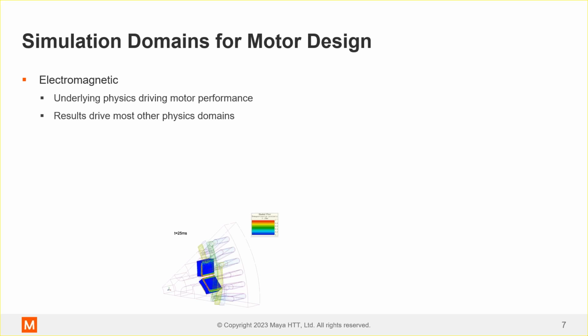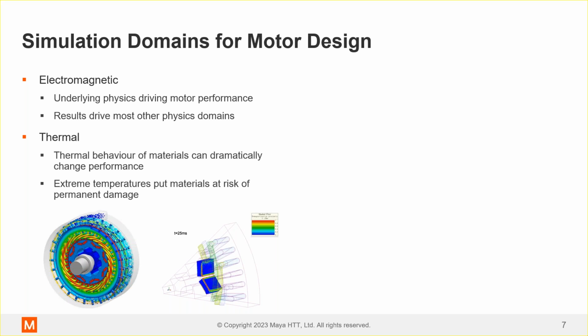So when we're looking at motor design, there's four primary physics domains that we really tend to care about. First is the electromagnetics, which really are just the underlying physics driving motor performance, driving the results of every other physics domain. From the results in the electromagnetic space, we can look at losses, which push into thermals. We can look at forces, which might have effects in the mechanical and acoustic domains, which are the other areas that we could be interested in.